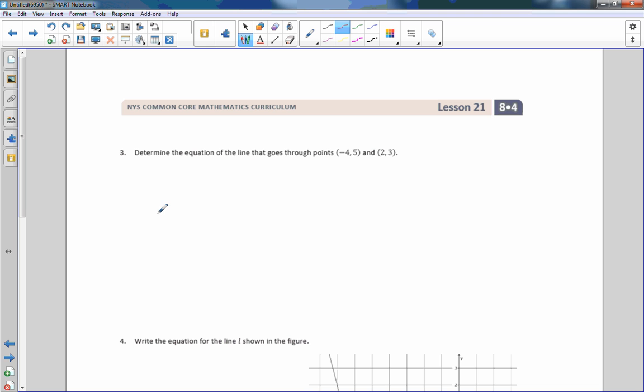Okay, number 3. Now that says determine the equation of a line that goes through these 2 points. Now they're not giving us a graph, so I can't use the rise over run thing, so I have to start off with, I need an equation, y equals mx plus b.